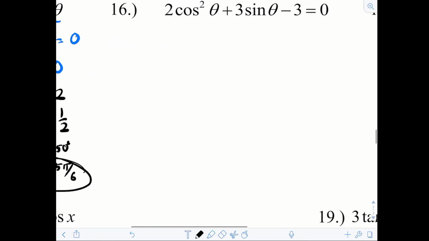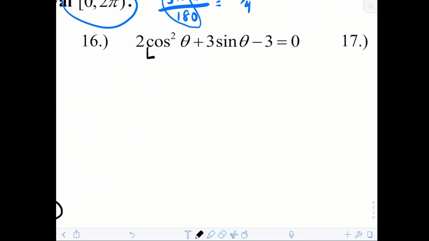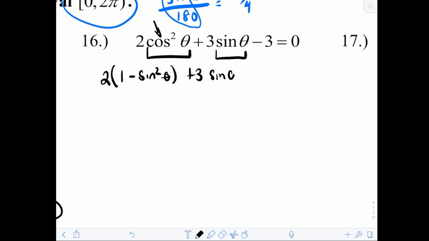Moving on. So I'm going to convert this cosine squared of theta because it does not match up with a sine. If they were both sines, that would be something else, or if they were both cosine. But since one is sine, one is cosine squared, I need to change one of those values. And since I know a direct changeover from cosine squared, I can rewrite this as 2 parentheses 1 minus sine squared theta, and then plus 3 sine of theta minus 3 equals 0.